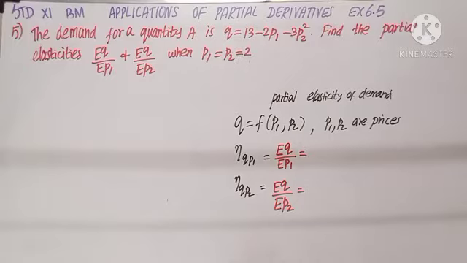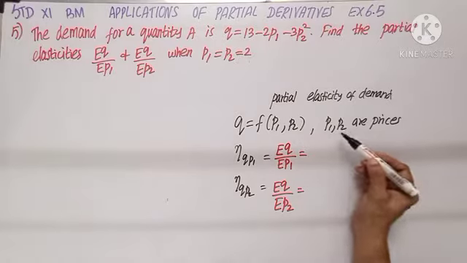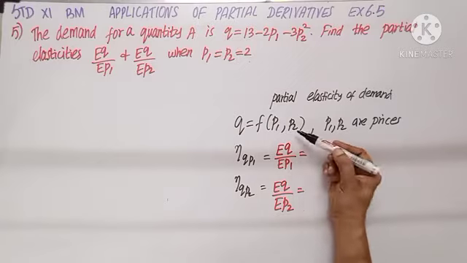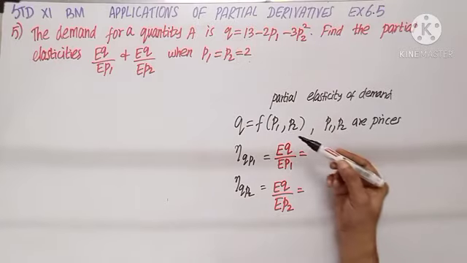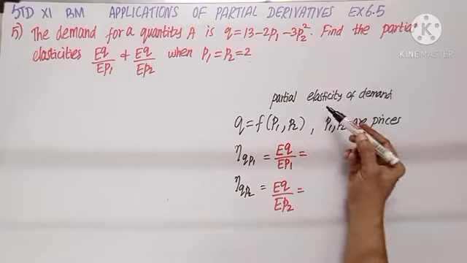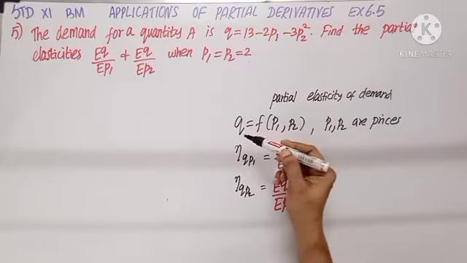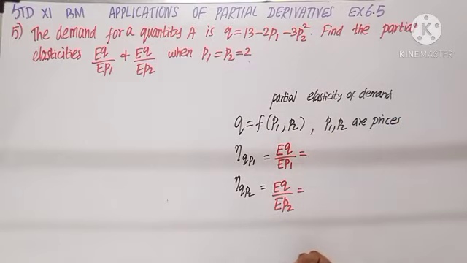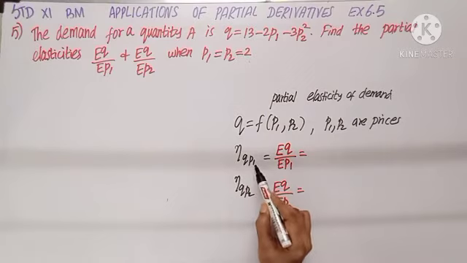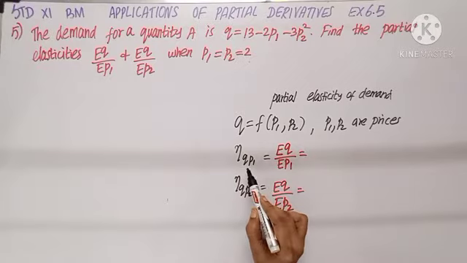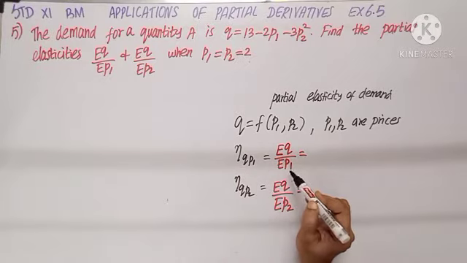Q is a function of two different prices, say P1 and P2. How am I to find out elasticity of demand Q with respect to P1? I call it eta QP1. I denote it as EQ by EP1.